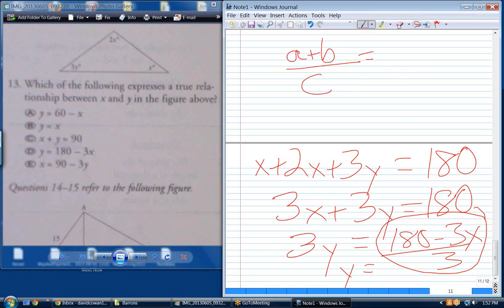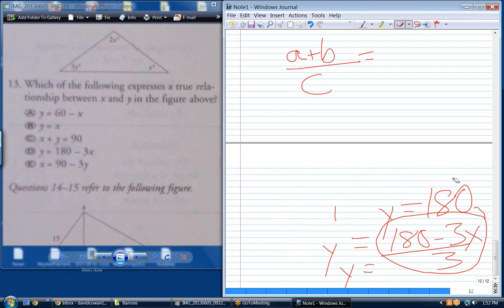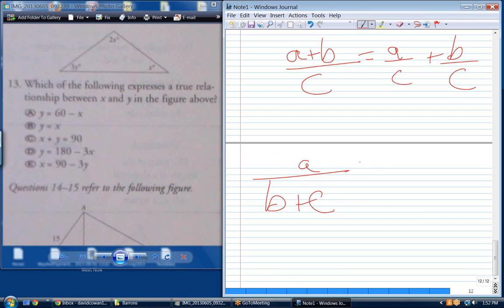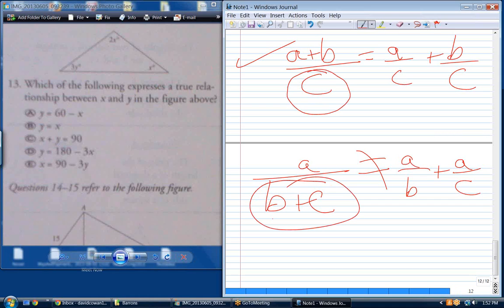Here's something let me review with you, because this is pretty important. It's not geometry, but it's algebra. If I have A plus B over C, I can separate that into A over C plus B over C. If I have A over B plus C, I cannot separate that. That is not equal to A over B plus A over C. In order to separate it into two fractions, you have to have a single term in the denominator, not a binomial.